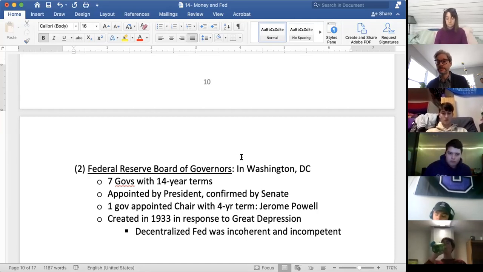So the Board of Governors is in many ways the managers of the Federal Reserve that kind of coordinate policy, collect data from all across the country, and try to make sure that all of the regional banks are kind of on the same page.